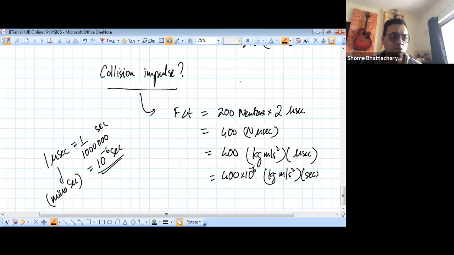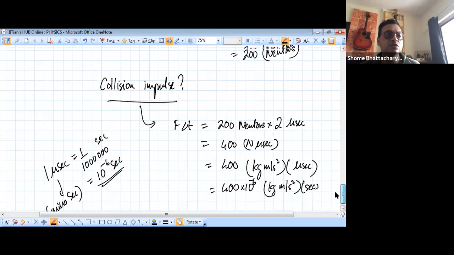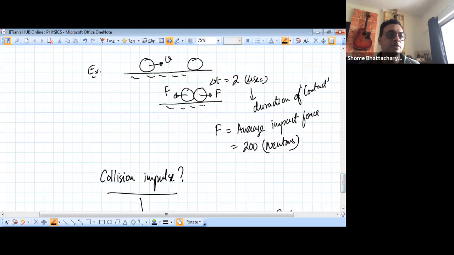Anyway, so the two carom coins, as they come in contact, if the average force with which they interact is 200 newtons. Matlab ki, while they are in contact, jitni der ke liye they are touching each other, they are applying a sort of average force of 200 newtons on each other, action-reaction pair. So those are the forces which I've shown with these two arrows over here. But they are in contact for how much time? Very, very short amount of time.